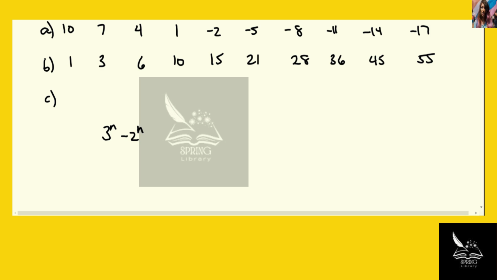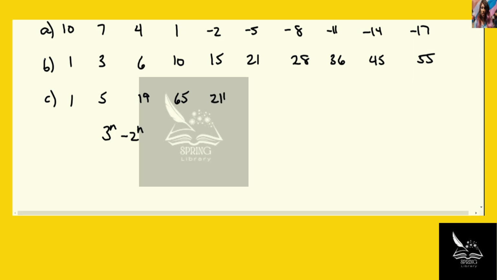If n is 1, then this is 3 minus 2, or 1. If n is 2, we have 9 minus 4, or 5. If n is 3, 27 minus 8, which is 19. If n is 4, that's 81 minus 16, or 65. And again, from here, I recommend using a calculator to calculate the rest of these.